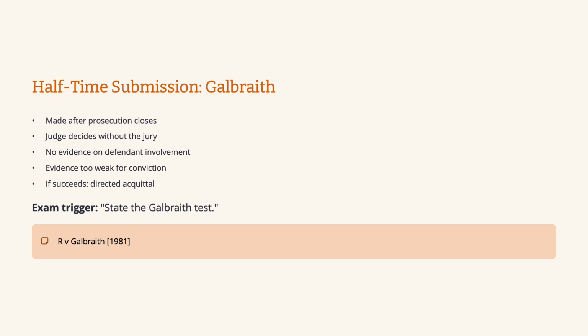This might be because there is no evidence on an essential element, perhaps no evidence linking the defendant to the crime, or because the evidence is so weak that no reasonable jury properly directed could safely convict the accused. So the judge decides this as a matter of law. If the submission succeeds, the judge directs the jury to acquit. The case does not proceed further.